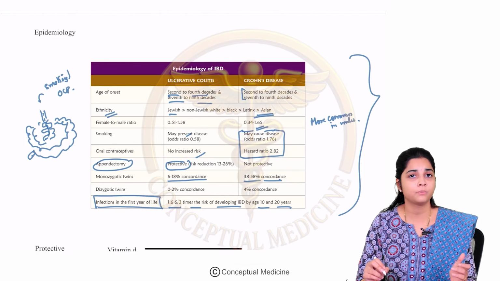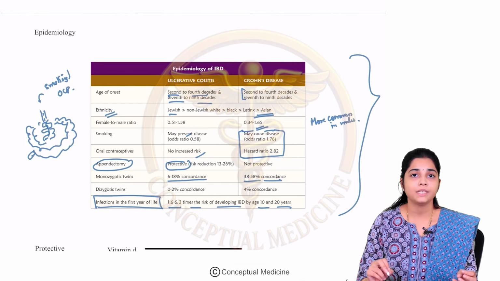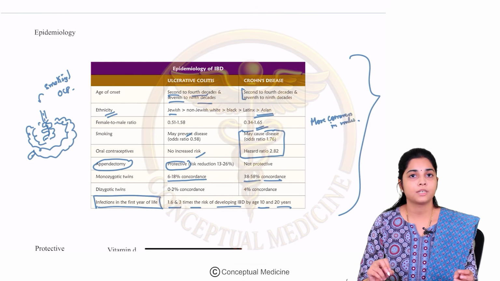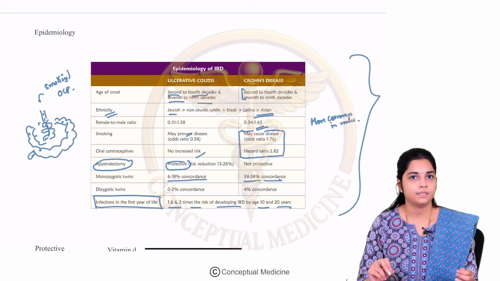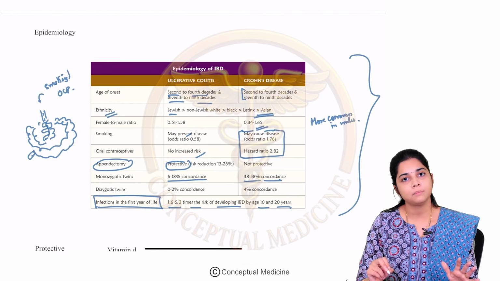So what are the take home points from these? IBD is basically more common in males. It is more common in the Jewish ethnicity. It has a bimodal presentation. The bimodal presentation has two peaks. The first peak occurs at the age of around 20 years and the second peak at around 70 to 90 years. Okay. IBD is more common in males.